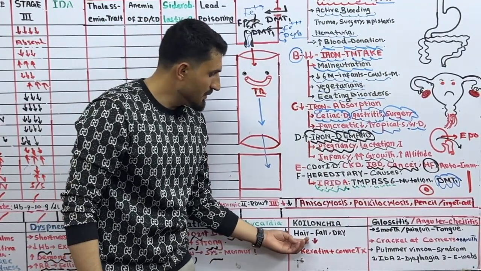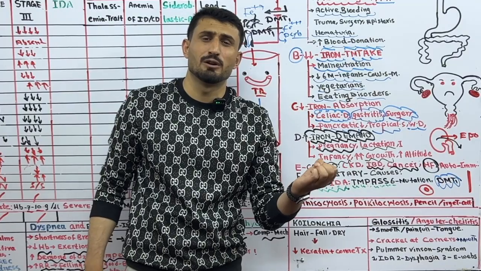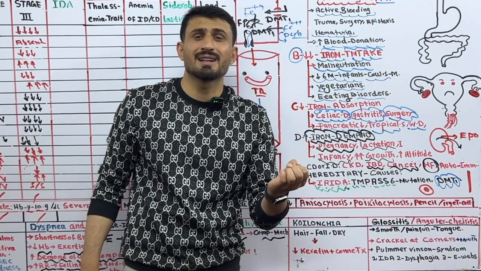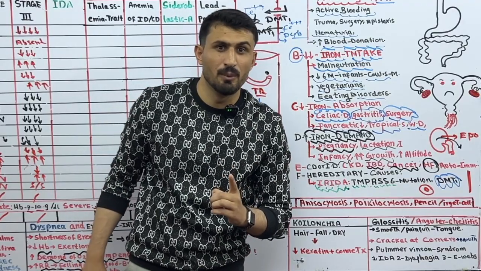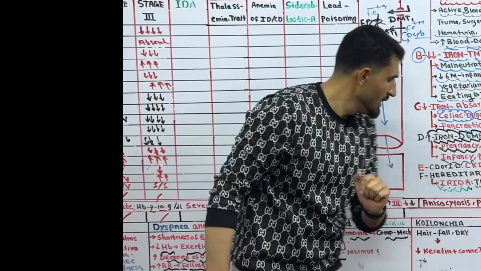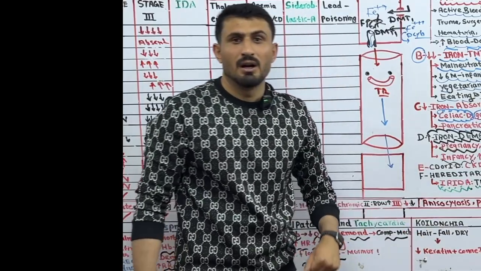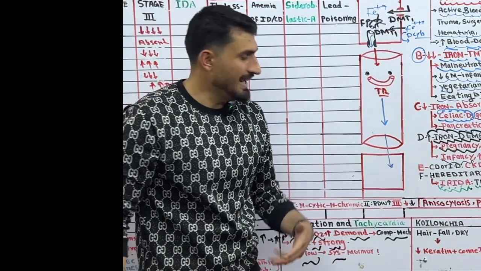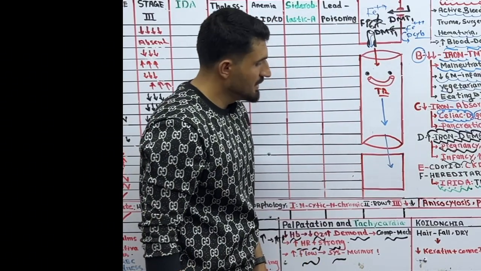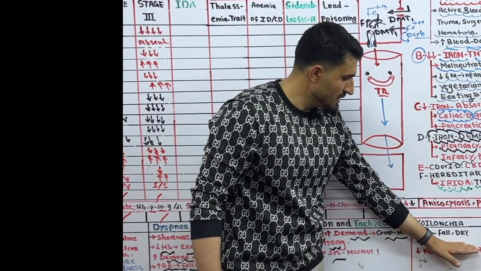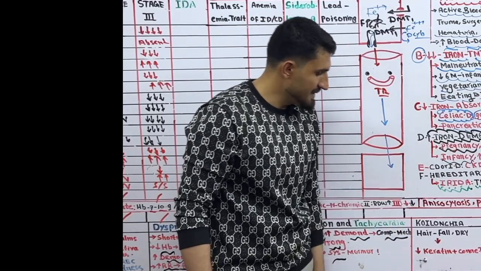Koilonychia means that the nails of the patient look spoon-like. Watch this photo or image. This is called koilonychia, and this is due to less production of keratin and less synthesis of collagen and connective tissues. Plus, the patient will develop hair fall and dry skin.